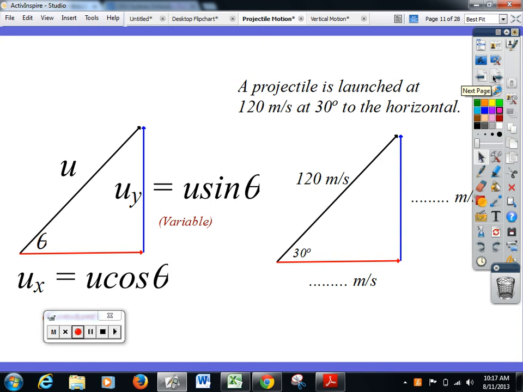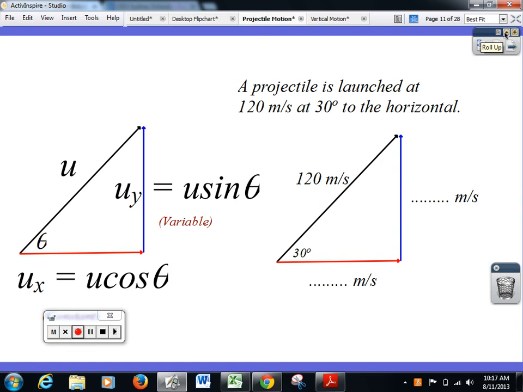Okay, so let's have a look at how to work out these two initial components. We call them the initial components of velocity, ux and uy. There's one in your book that you can do in a few seconds. So here's an example. A projectile is launched at a velocity of 120 metres per second at an angle of 30 degrees to the horizontal. So this is a massive speed. 120 metres per second means that it can go from one end of the school to the other in 1 second. So it's very, very fast. We're talking about a bullet here.